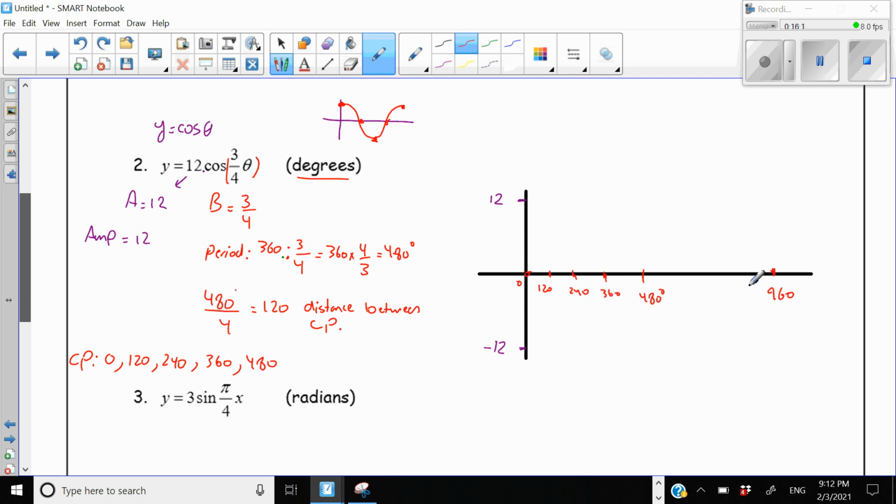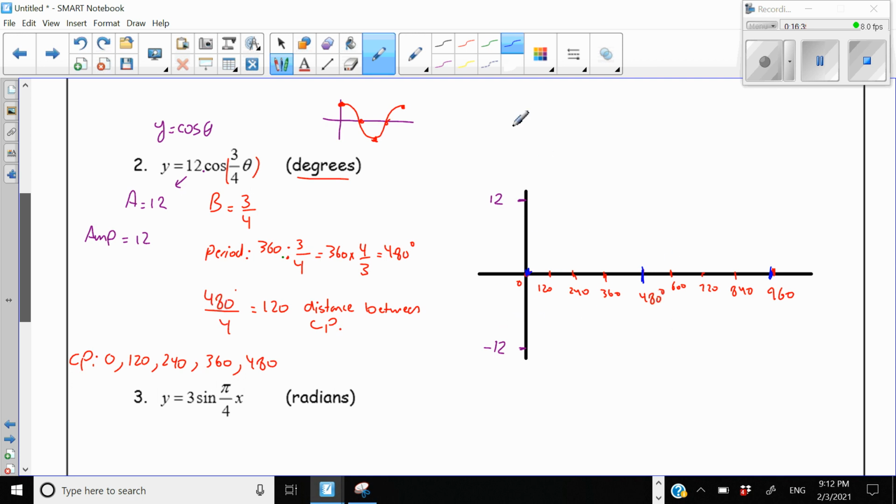Now I can find the others as well. So if I add 120 to 480, I will have 600 here, then 720, and then we'll have 840. So these are all the critical points that I have between these two cycles. One cycle, two cycles. Now I'm ready to graph my function.